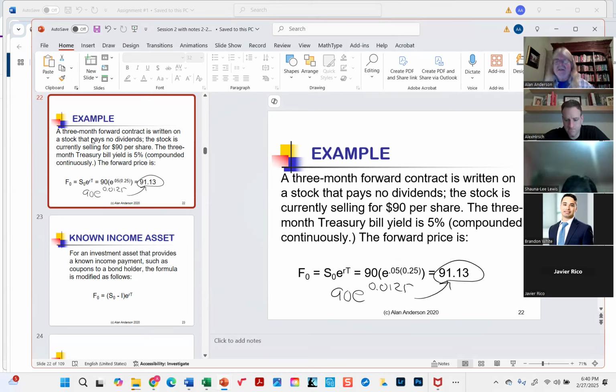Okay, good. So that's the forward price, the 3-month forward price. When you talk about forward price, you have to specify the time frame because it can be literally anything. So this is a 3-month forward price with a spot price of 90. The 3-month forward price is, in this case, 91.13.